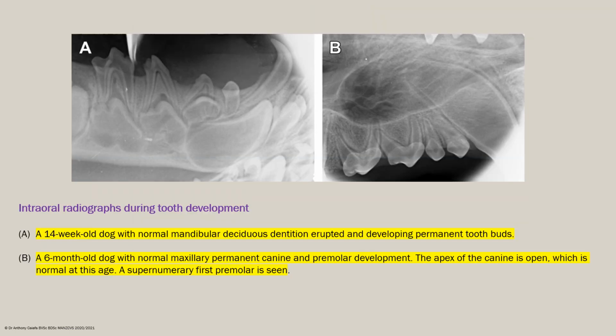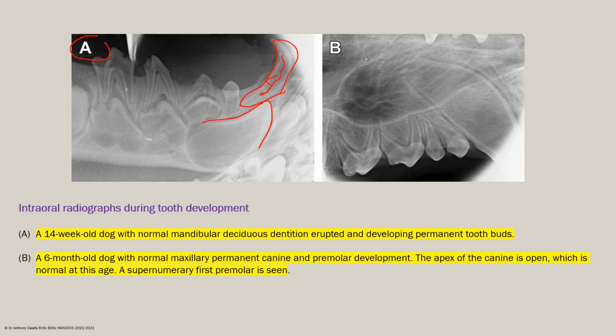We're now looking at intraoral radiographs during tooth development. So radiograph A on this side here, on the left side, we have a 14-week-old dog with normal mandibular deciduous dentition. So here we can see the deciduous canine tooth here, and you can see its relationship to the developing permanent canine here. So this is why we have to be very careful if we have to extract this tooth here, because we can damage the crown of the permanent canine tooth.